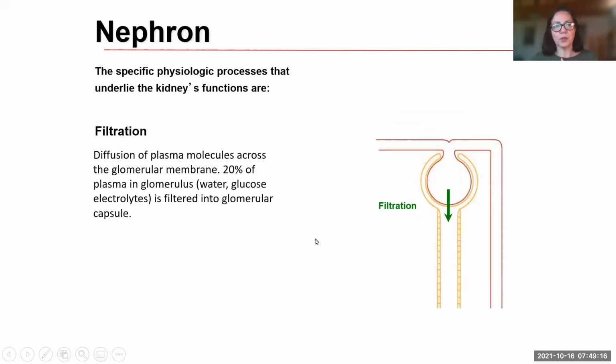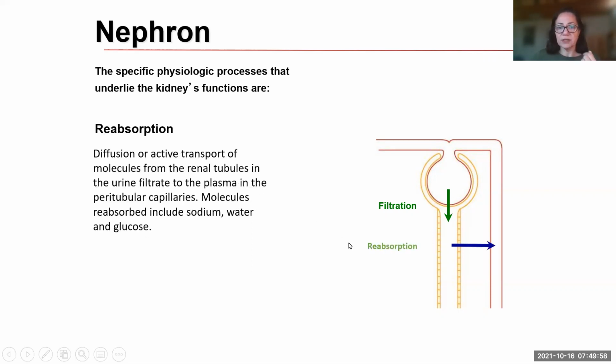Now let's take a look at those four processes. Filtration occurs from the glomerulus. We're diffusing the plasma, largely water with stuff dissolved in it. About 20% of the plasma and its stuff is coming out. Small stuff gets out, bigger stuff is not allowed out. Blood cells are not supposed to get out. Proteins, which are much larger than some of the smaller nutrients that we're going to talk about, should not be getting out. All right, so that's filtration.